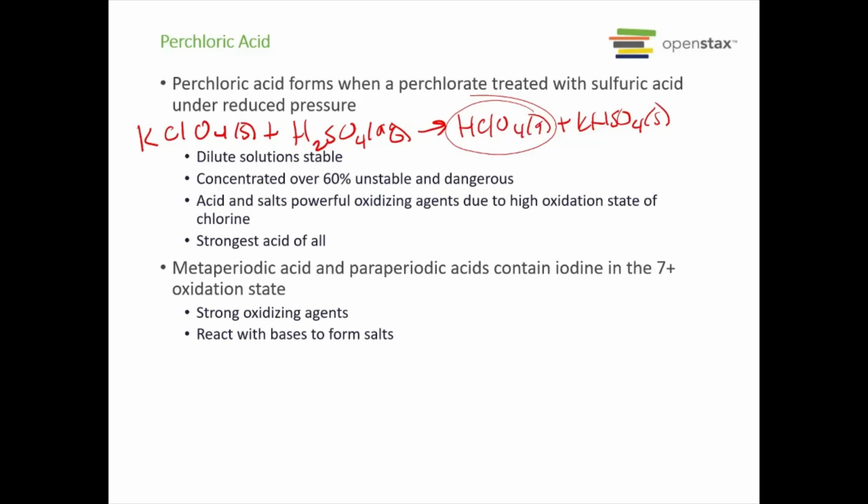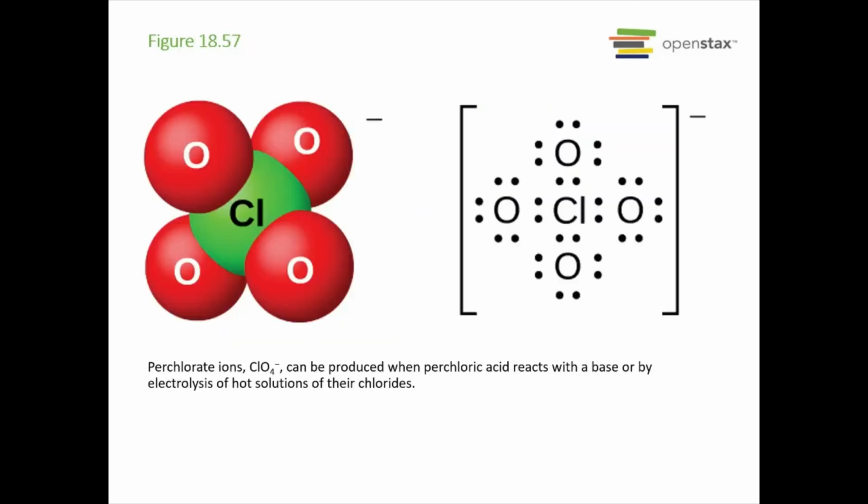There do exist metaperiodic and paraperiodic acids, and these also have iodine in the 7+ oxidation state. These are very strong oxidizing agents, and they can react with bases to form salts. Here's the perchlorate ion, ClO4 minus, which again we get when we react perchloric acid with a base or by performing electrolysis of hot solutions of their chlorides.